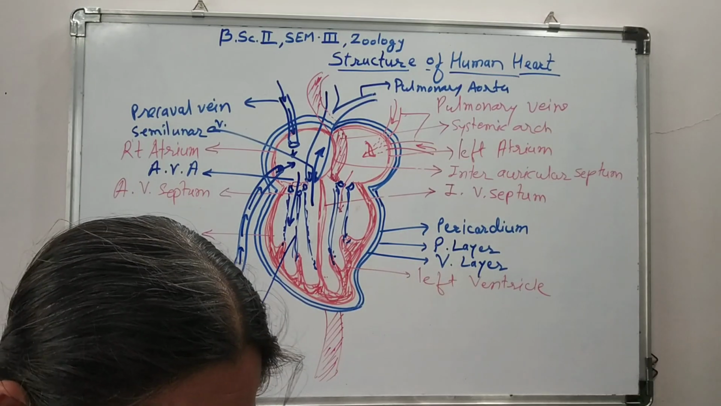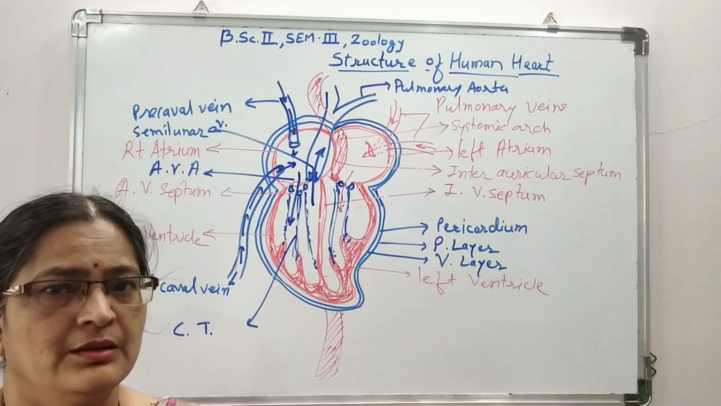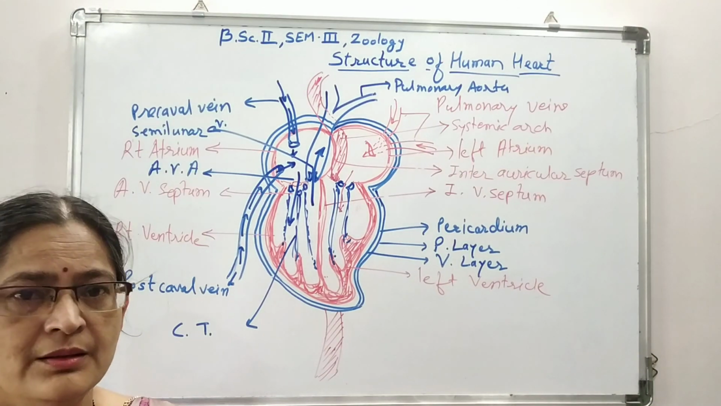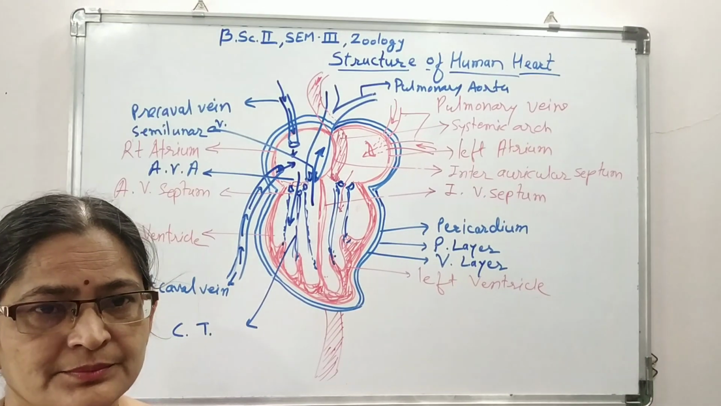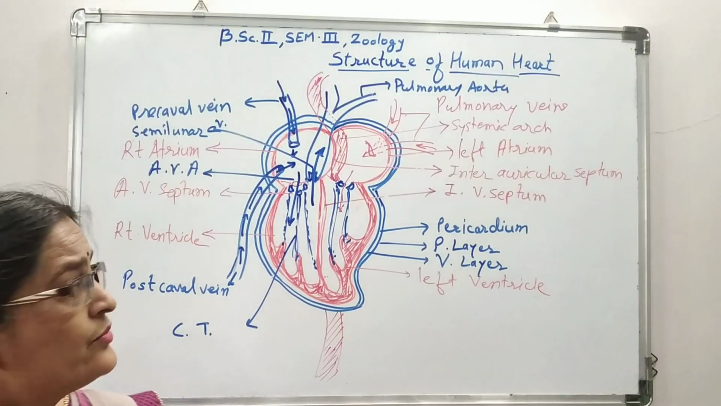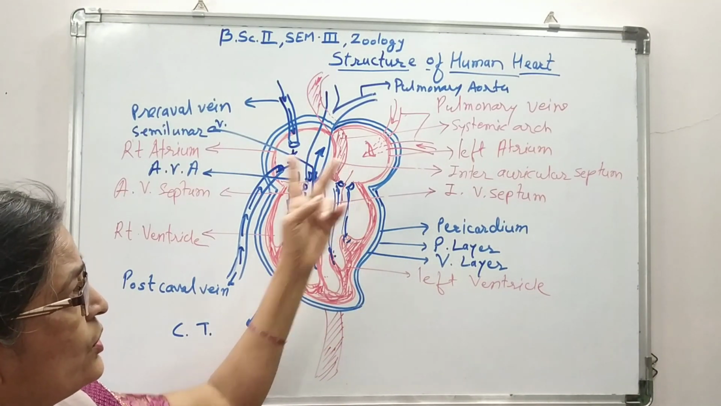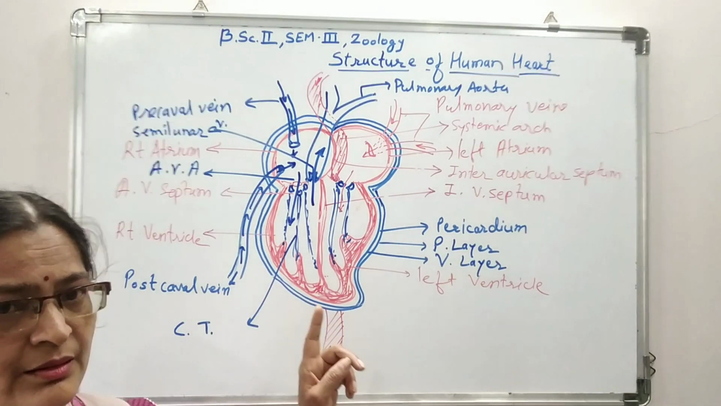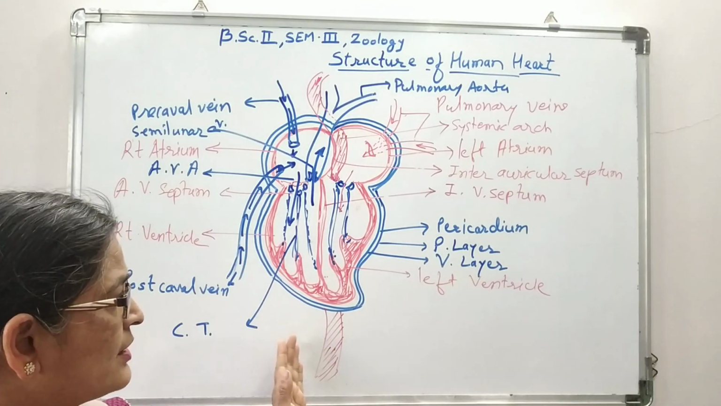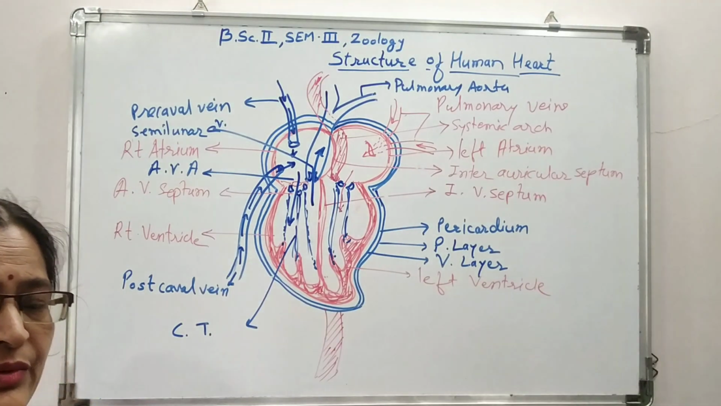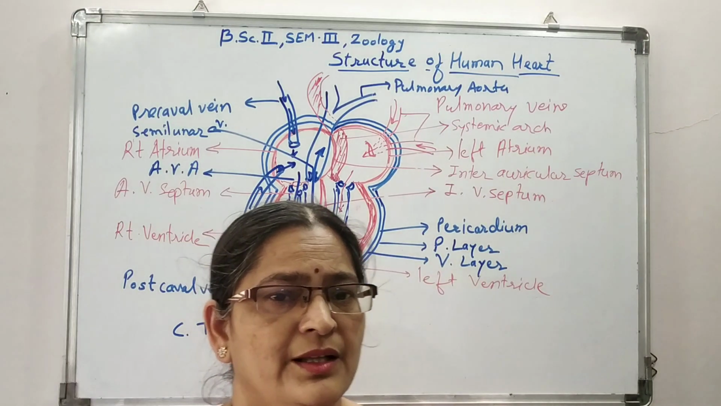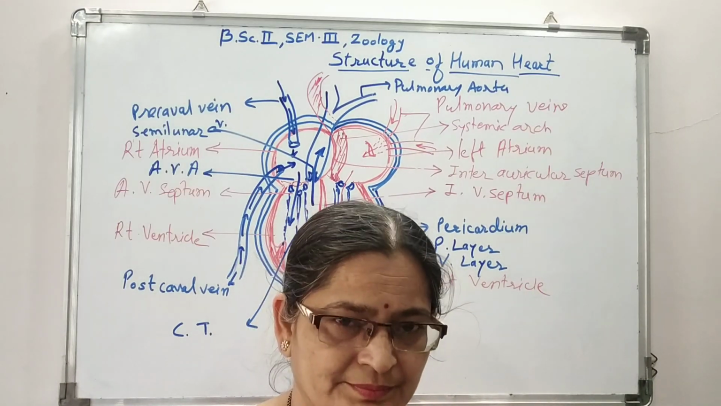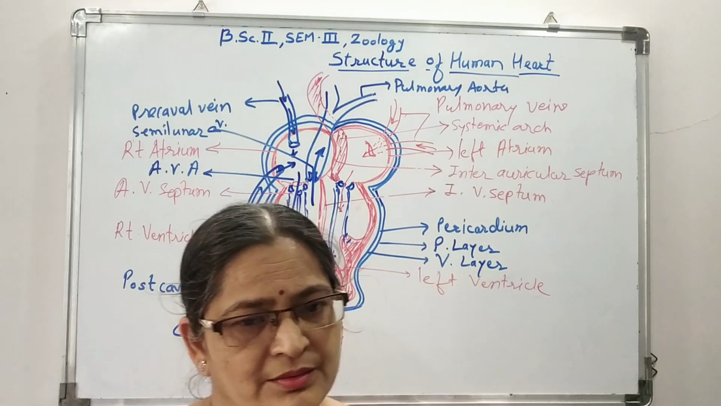So the main points you have to remember: the position of the human heart, then the size of the human heart, then the chambers, 2 auricles and 2 ventricles, then the main blood supply to this heart region. So we will stop here, and in the next period we have to see the working of the heart.